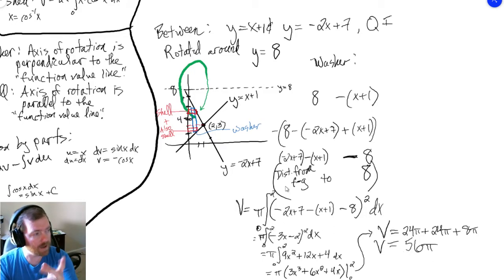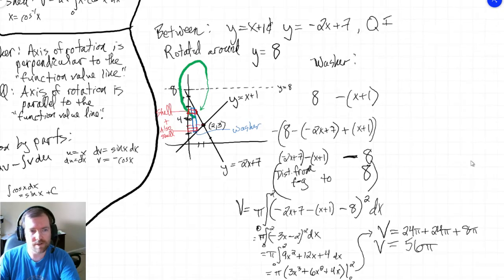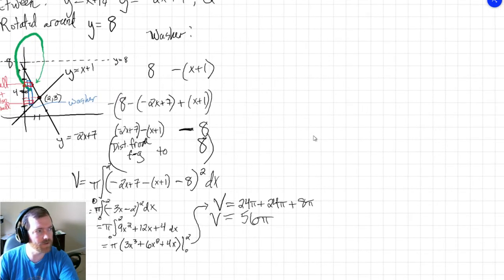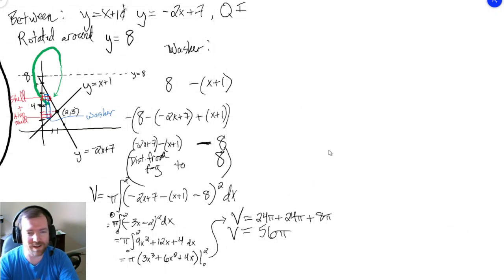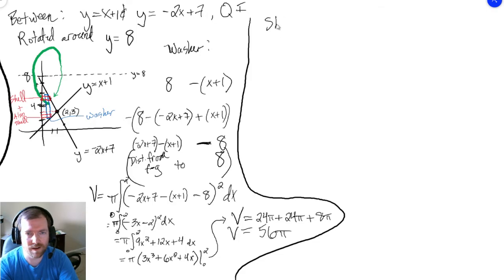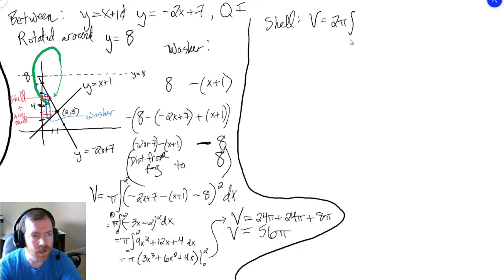Alright, and just to make sure, we can also do it in shell for the sake of completeness and to make sure we actually got the right answer. So this is going to be volume equals 2 pi integral from, this is going to be 0, no, from 1 to 3 in the y direction, and then also add 2 pi integral from 3 to 7.